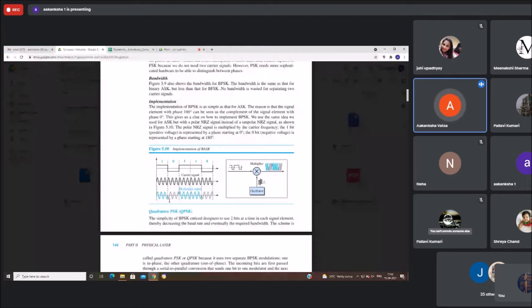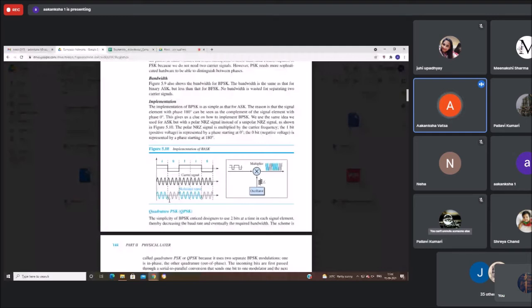Then we have quadrature PSK. The simplicity of BPSK entices designers to use 2 bits at a time in each signal element, thereby decreasing the baud rate and eventually the required bandwidth. The scheme is known as quadrature PSK or QPSK. Now what we can do is, instead of sending only 1 bit, which is represented by 1 phase change, we can represent 2 bits with every phase change.